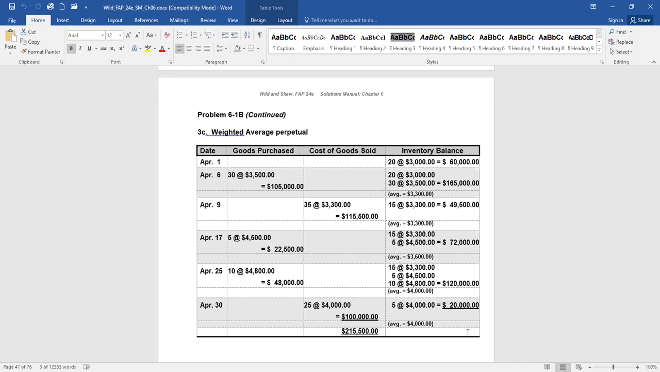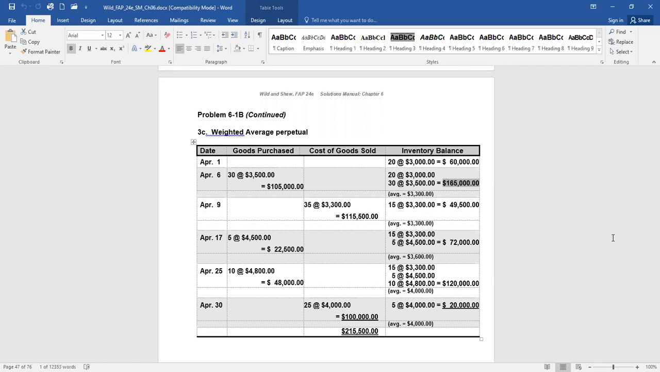What we do is we say, okay, what's the total cost of all the inventory we have after this purchase? Well, before the purchase we had 20 at 60,000. We just added 30 more that cost 105. So after this purchase, we have 50 coffee cups that cost 165,000. Divide the 165,000 by the 50 coffee cups. So you take the total cost divided by the total quantity. And your new average cost per coffee cup, $3,300. So that's how that average cost is determined.